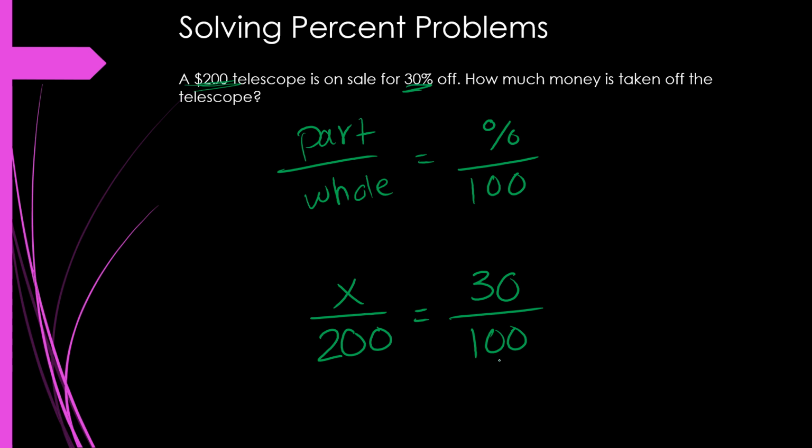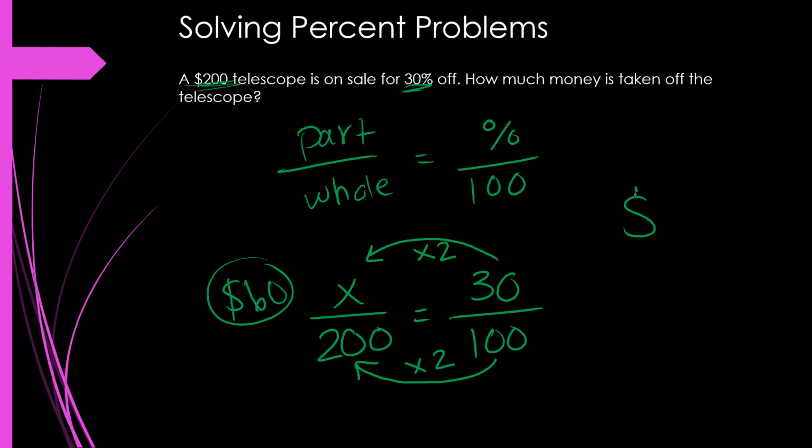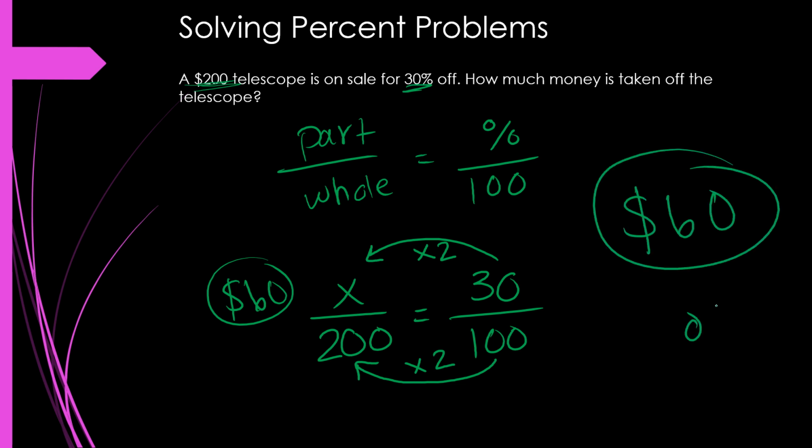Now, if I go from 100 to 200, I can multiply by 2. 100 times 2 gives me 200, which means I can do the same thing up top. 30 times 2 is 60, which means that the telescope is $60 off. That's how much money is taken off of the telescope.